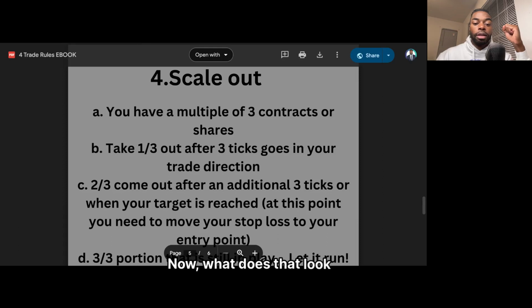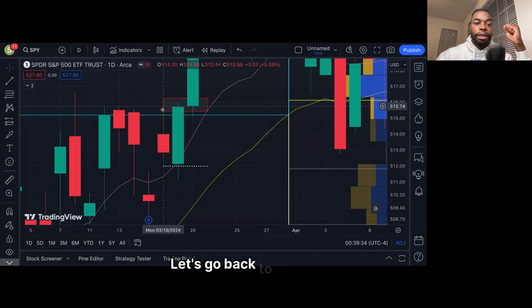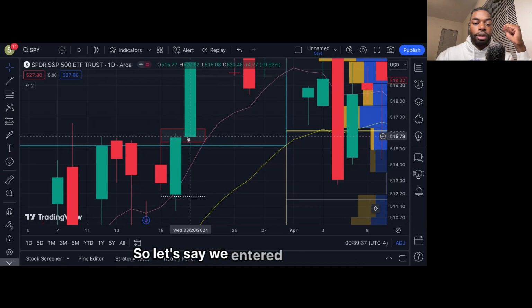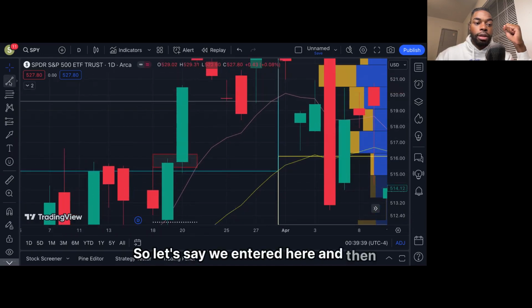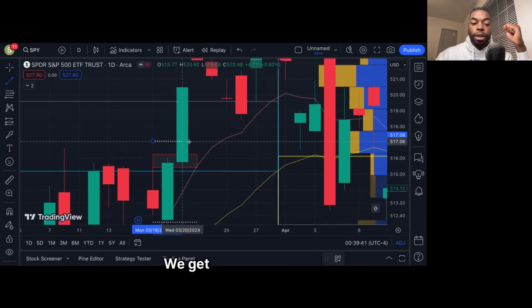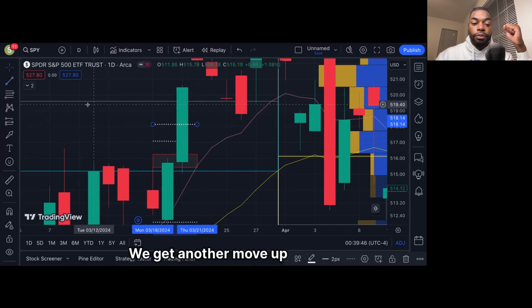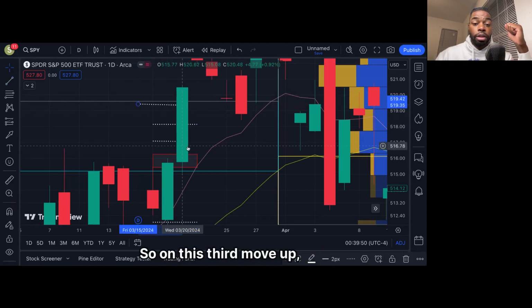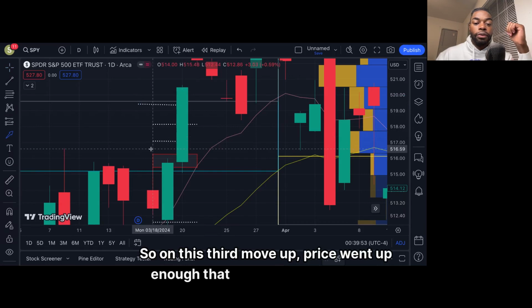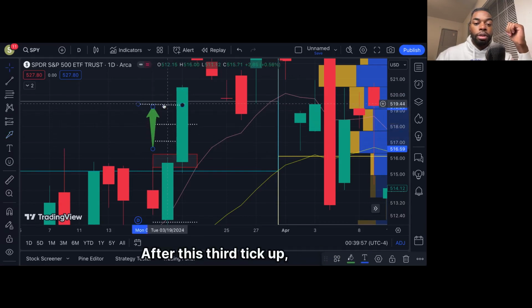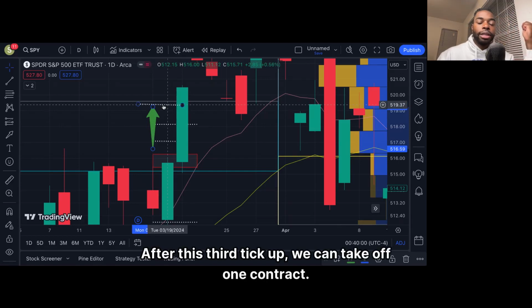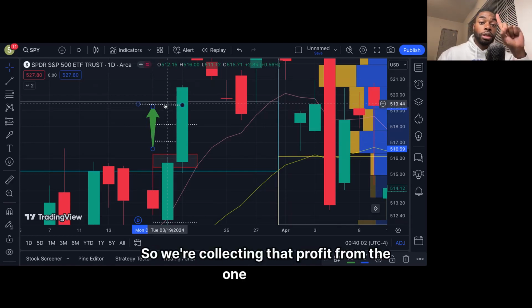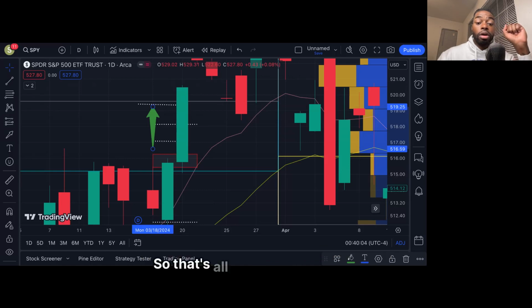Now, what does that look like? Let's go back to this tab here. So let's say we entered here, and then we get price movement. We get one move to the upside, we get another move up, and then another move up. On this third move up, price went up enough that we made some money. After this third tick up, we can take off one contract. So we're collecting that profit from the one contract. That's all that we're doing there.